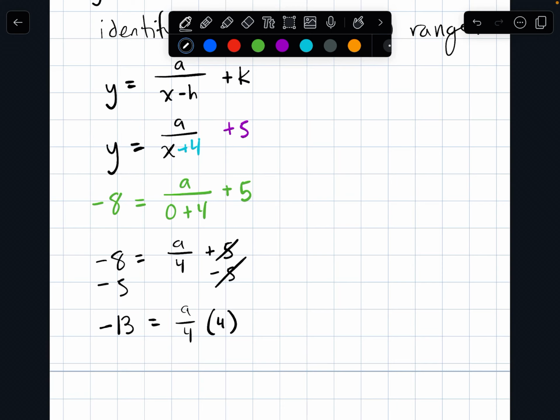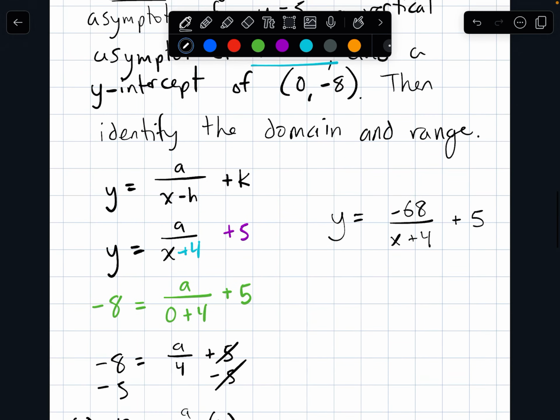And then I'm going to go ahead and multiply both sides by 4. And we get -52 equals a. All right, so a is going to equal -52. So pulling it all together, we're going to have the equation y equals -52 over x plus 4 plus 5.